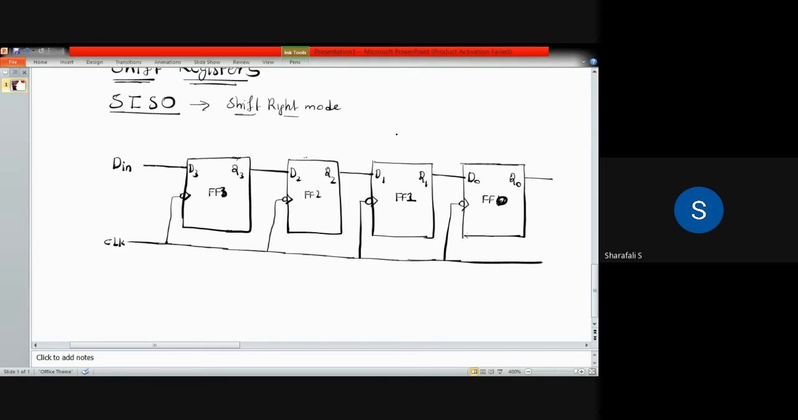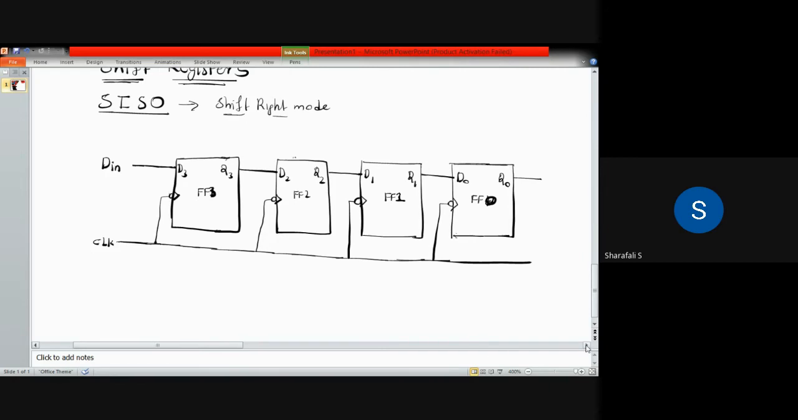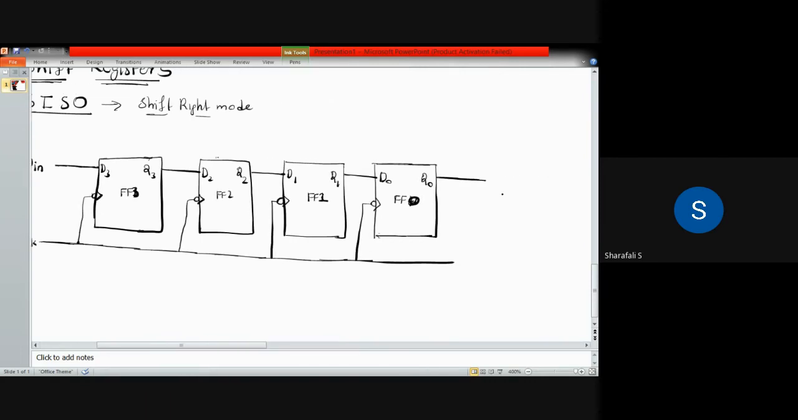Okay, so this is the circuit for SISO, serial input, serial output. So we are taking output serially from here at the end of this flip-flop 0. So this is our final output. We'll take the output from here.